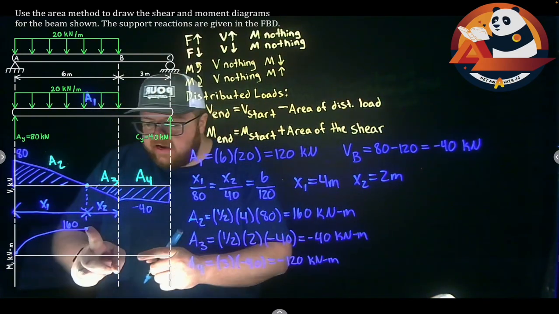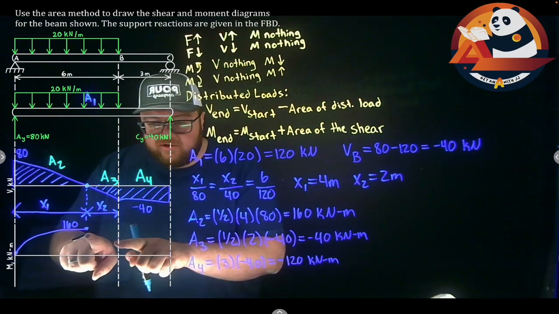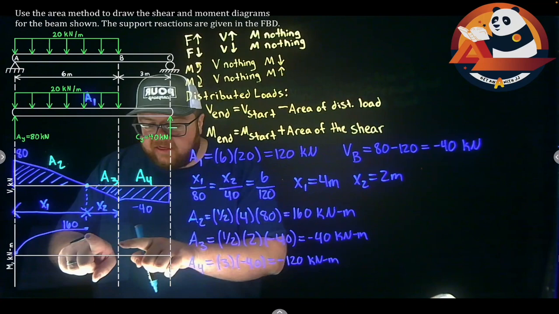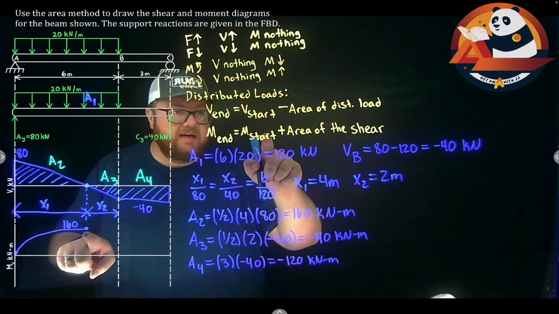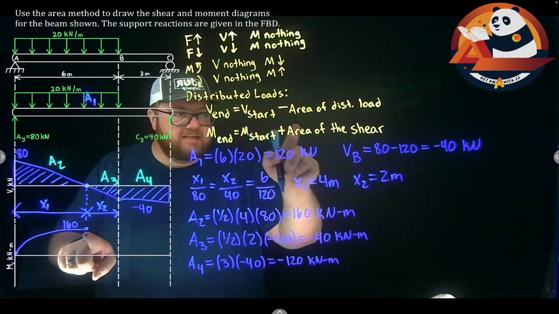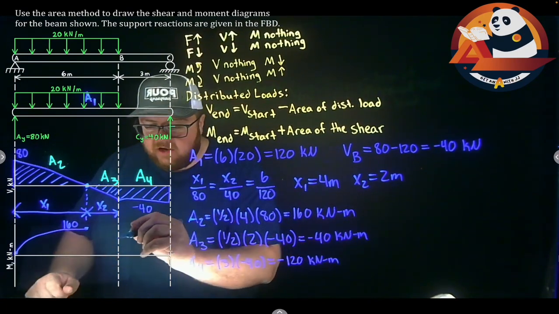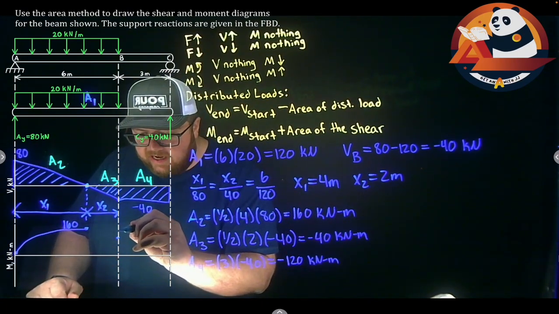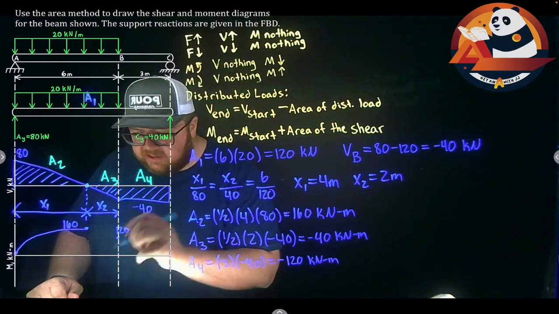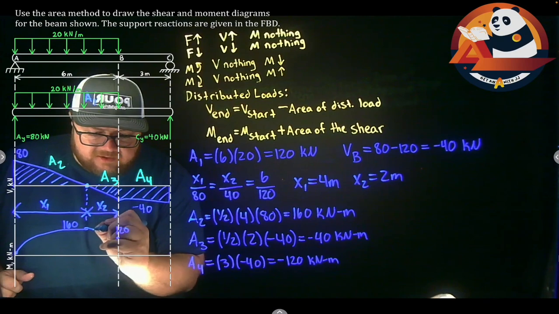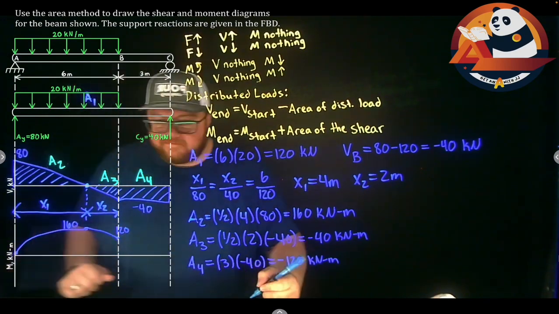My next area goes from the point we just plotted to point B in here. So my moment at point B, the end of area 3, is the moment at the start, 160, plus the area of the shear. 160 plus a negative 40 would get me here to positive 120, 160 minus 40. And it still is a linear function. We're just continuing the parabola on.